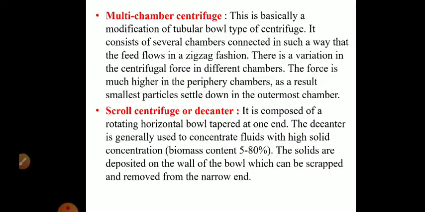So you just pour the fermented broth into it. Because the solid content is very high, you have to spin it and the solids will stick to or get deposited on the walls of the bowl, and can be scraped off after the liquid has been decanted or removed. So that is all for the first step of downstream processing, that is, separating the solids from the liquids or harvesting the cells. Next we will discuss in the next class.